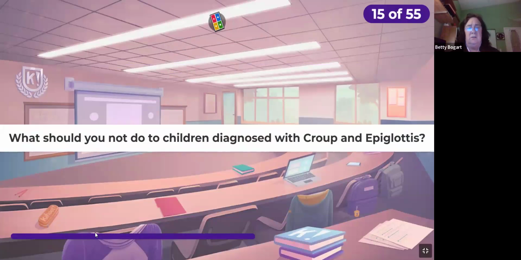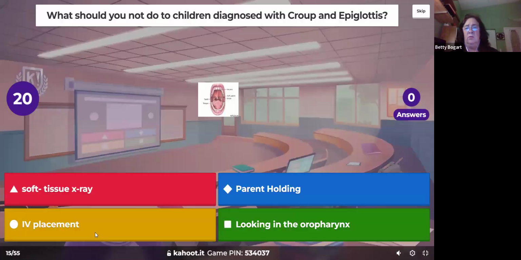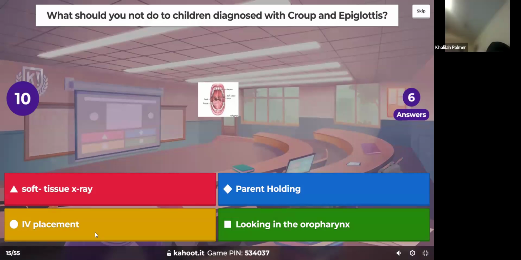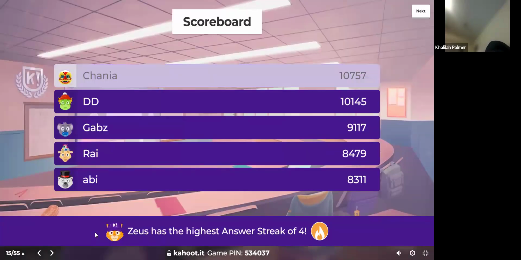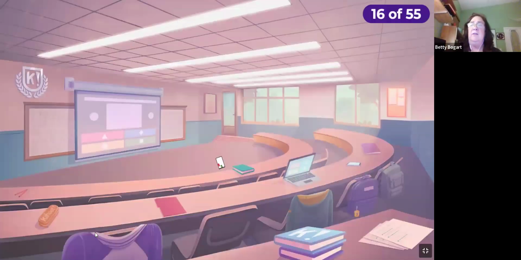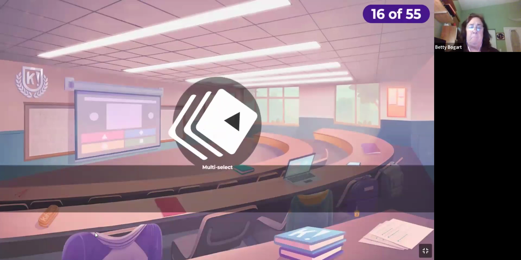What should you not do to children diagnosed with croup, epiglottitis? Oh, tonsillectomy too. So you're not going to put anything in their mouth at all, right?